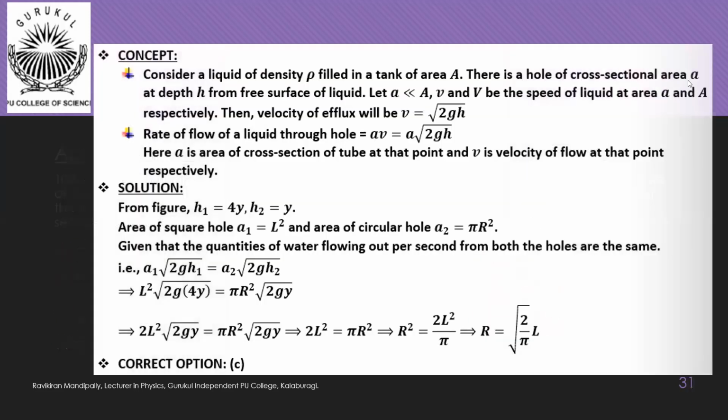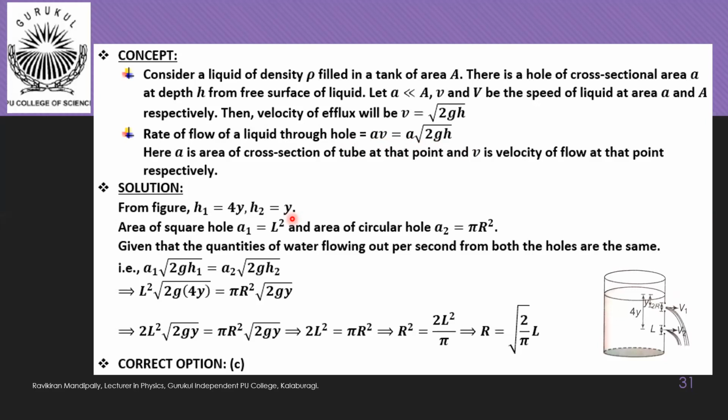So here we know that when there is a hole of negligible cross section on the side of a tank, the liquid will come out with a velocity v is equal to root 2gh. And in this case, if you want rate of flow of liquid coming out or amount of liquid coming out of that hole per second is A into v, that is A into root 2gh. Now, if you see the figure, first hole has height of 4y liquid column above it, so h1 is equal to 4y, and second hole is having height of y liquid column above it, so h2 is equal to y.